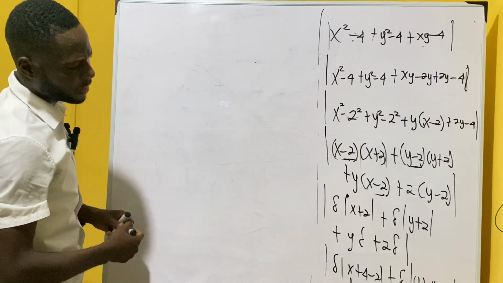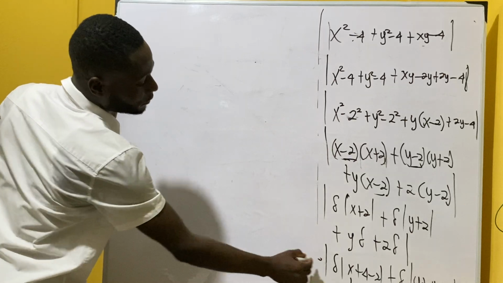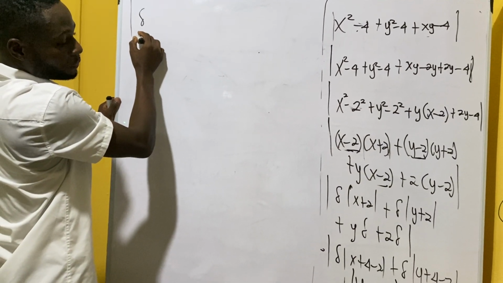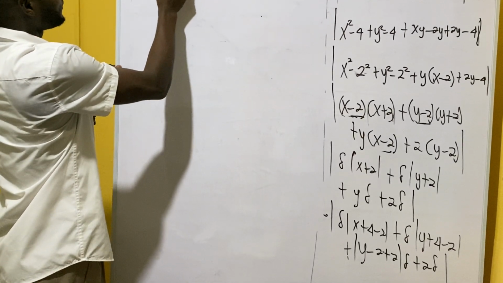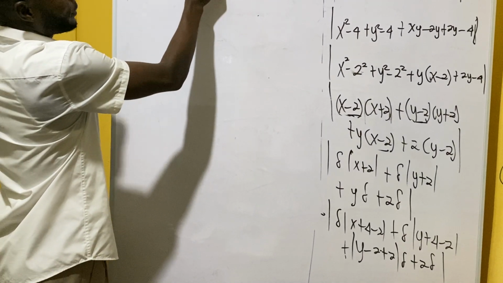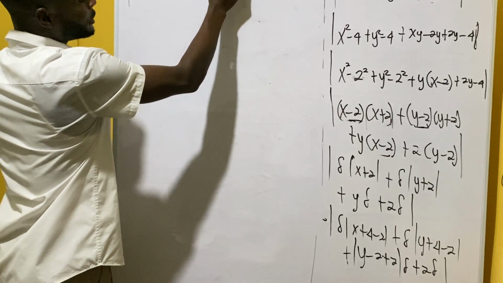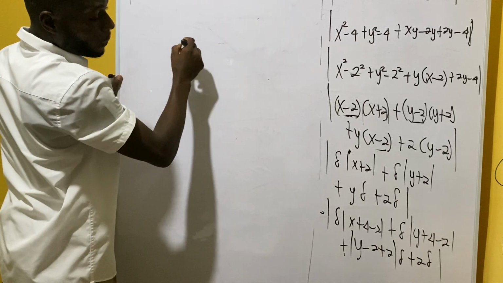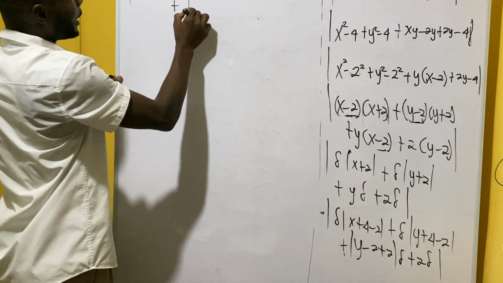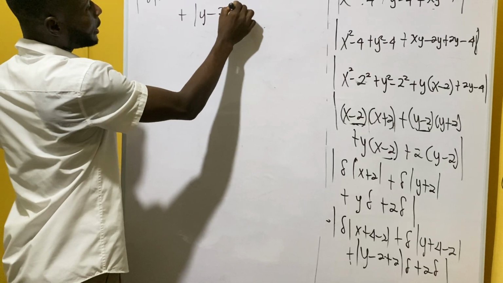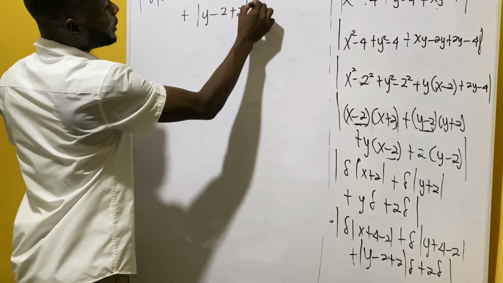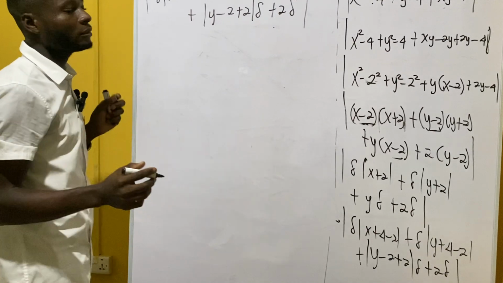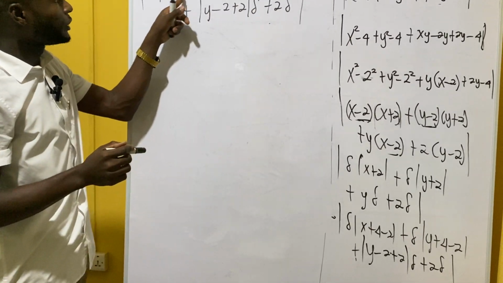Move up, and we have delta into s plus 4 minus 2 plus delta into y plus 4 minus 2 plus absolute y minus 2 plus 2 multiplied by delta plus 2 delta, right? So right here we can separate this, right?